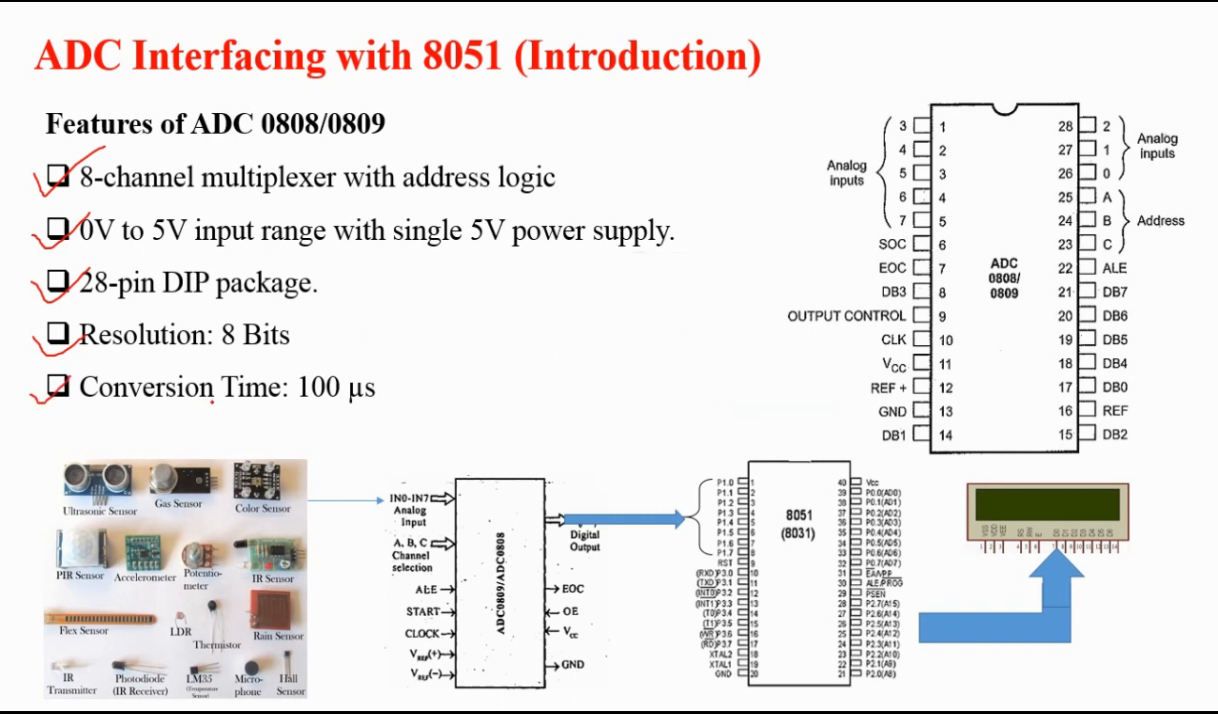Conversion time is the time taken by this ADC to convert an analog value into digital. As we discussed, the sample of a specific amplitude will be taken, and then this sample will be converted into an 8-bit digital value. This conversion takes some time, and this time is called the conversion time. The conversion time of this ADC is 100 microseconds.